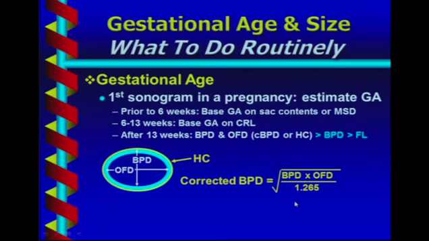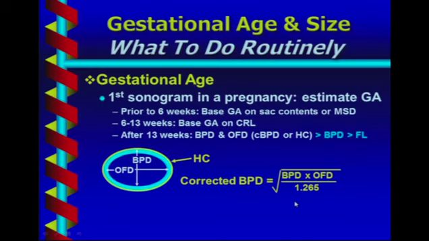And what do we do routinely? Well, for gestational age and size, on the first sonogram in a pregnancy, we estimate the gestational age. After the first sonogram in a pregnancy, we never redate the pregnancy because we take the gestational age that was assigned at the prior ultrasound, add the number of intervening weeks, and get today's age.